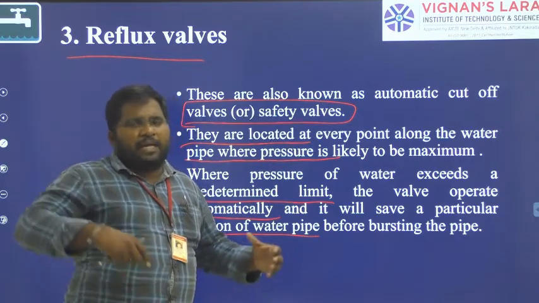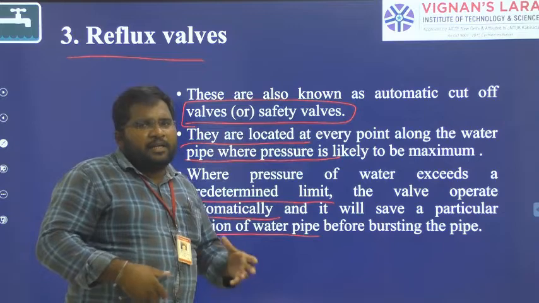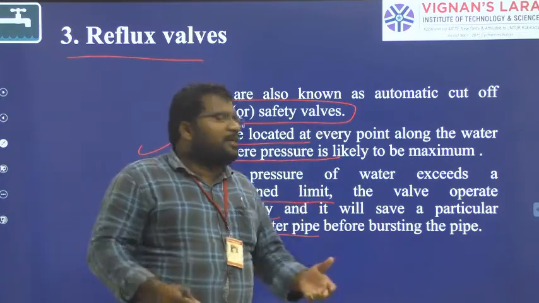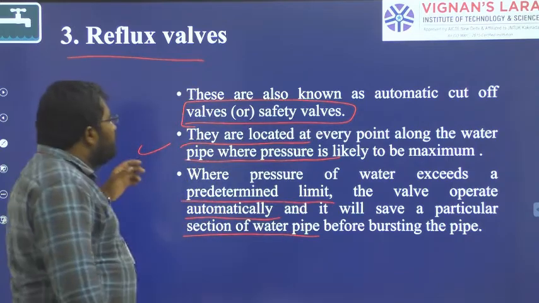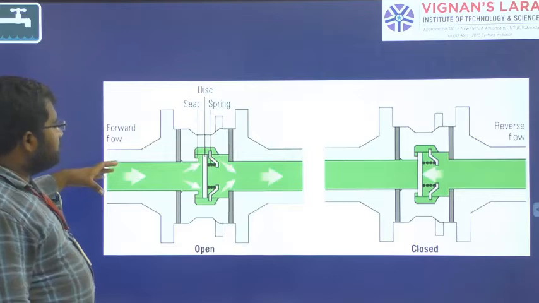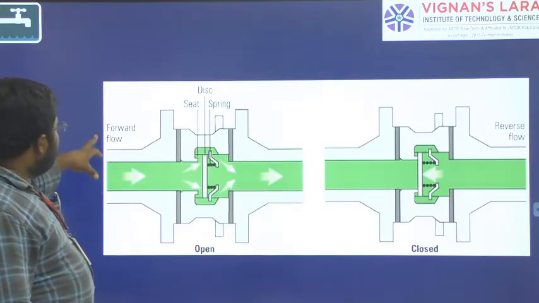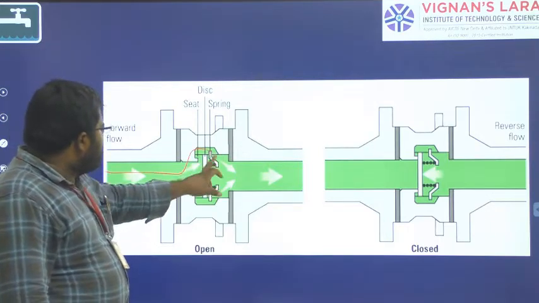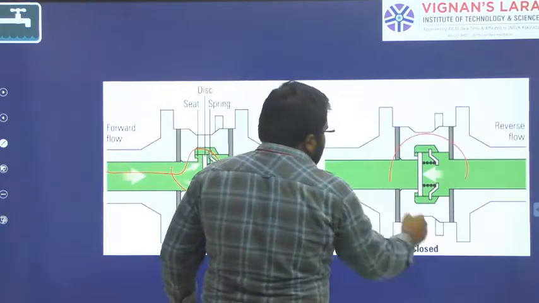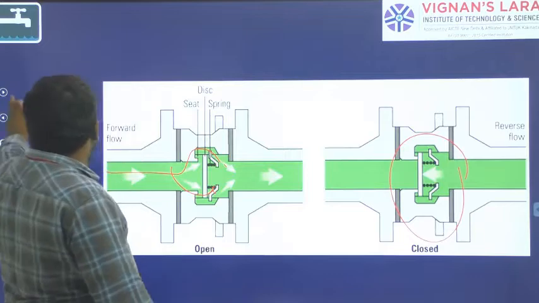Sometimes in a pipe we have more pressure of water, and if the pressure is more, the pipe is going to burst. To get safety against that, we have these reflex valves. Reflex valves are like this. Normally we have forward motion like this, and if you have reverse flow, it won't send back.